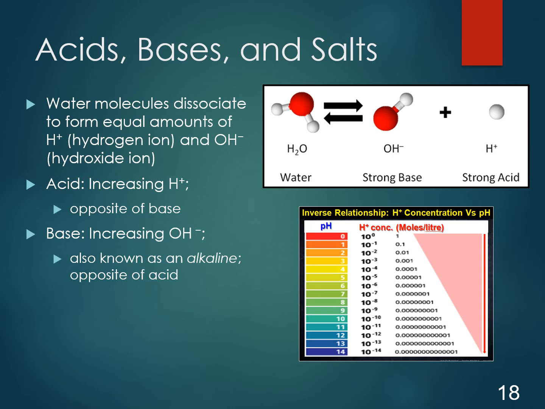When we have a situation where a solution is extremely acidic, that means that it has a high level of hydrogen ions. It also means that it has a low level of hydroxide ions. The opposite is true with a base. With a base, there is a higher level of hydroxide ions and a lower level of hydrogen ions.